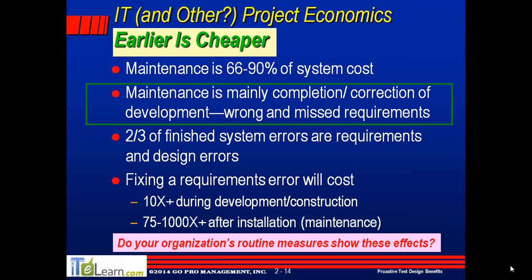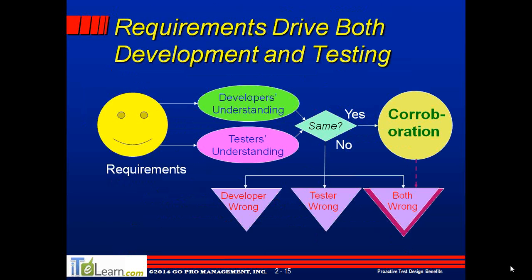I'm sure you can understand why it's so much more expensive the longer it takes to find a problem. The question is, does your organization have routine measures that show these effects so that people can see what's happening? They can see the extent of it and can see the impact of it. There's a pretty good chance that they do not. When people cannot see what's happening, then they act as if it's not happening, and that increases the risks that these problems will occur. Proactive testing helps you make things more visible.